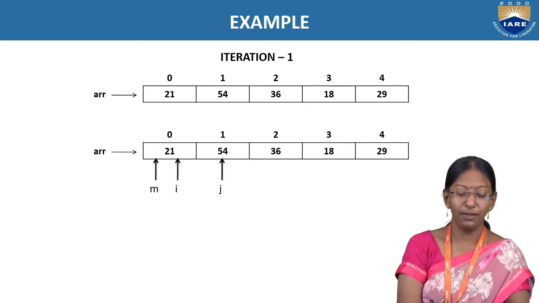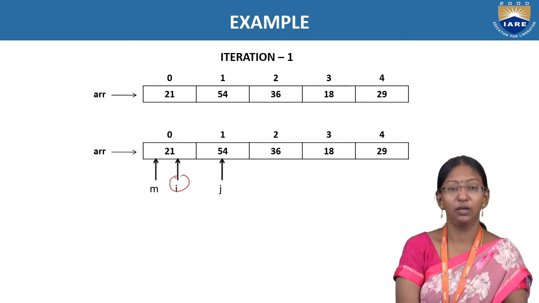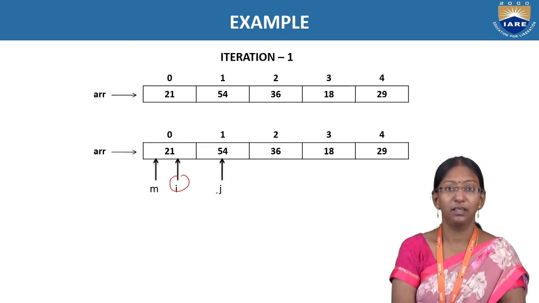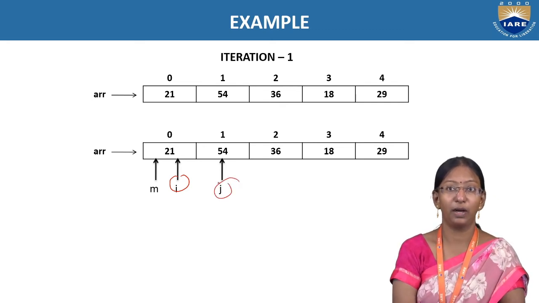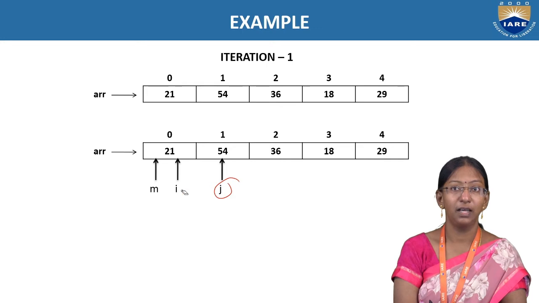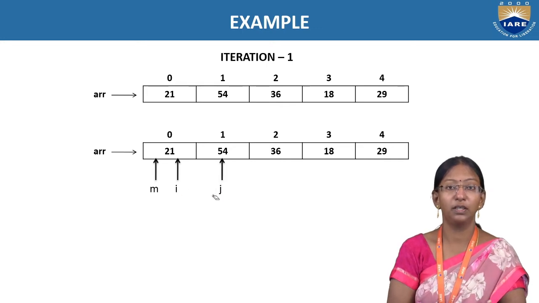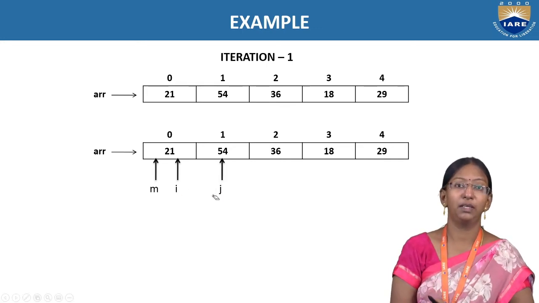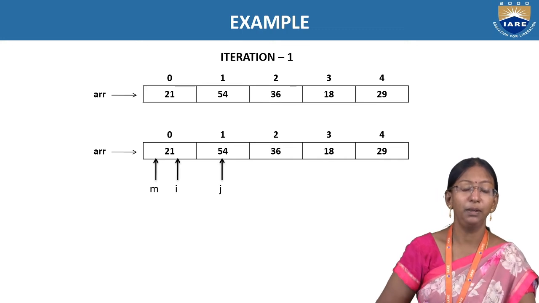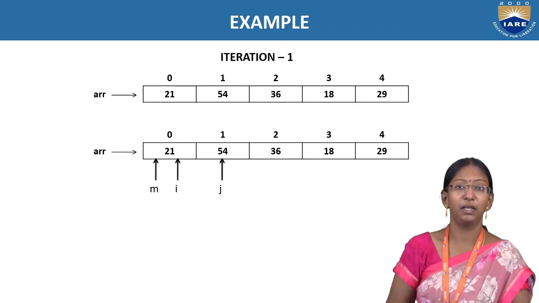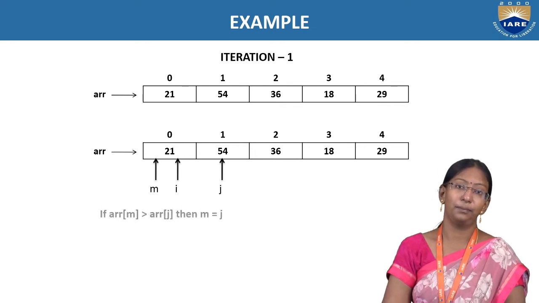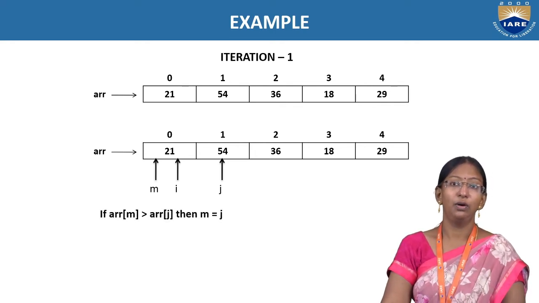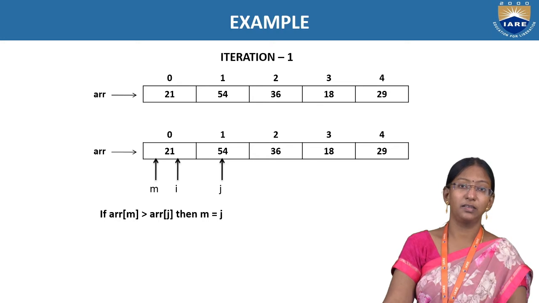I will be fixed at the element at index 0. J will take the position next to I. Wherever I is, the next will be J. What did I tell you? Our assumption will be that the minimum element is the element at index 0. Okay. Now, let's compare. I hope you understand this statement.